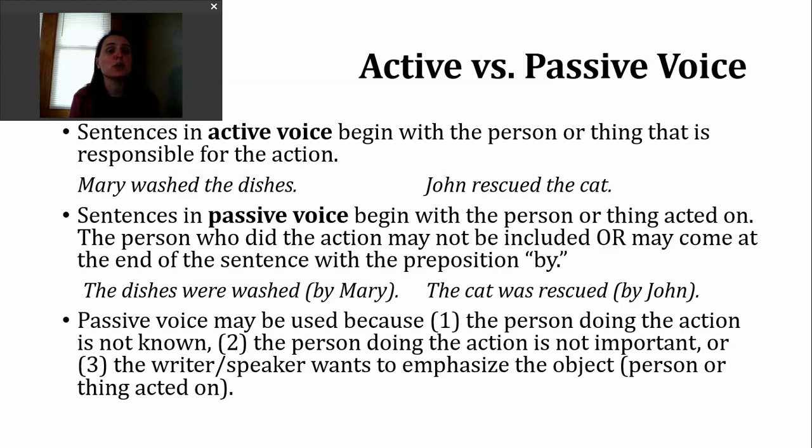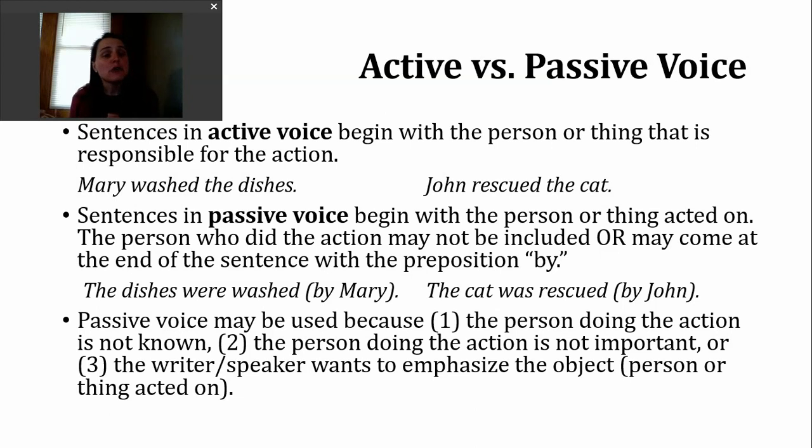In the first sentence, Mary is the subject. She is the person doing the action. And the dishes, that phrase, is the object. The dishes receive the action. Okay? In the second sentence, John is the person doing the action, and the cat is what receives the action.